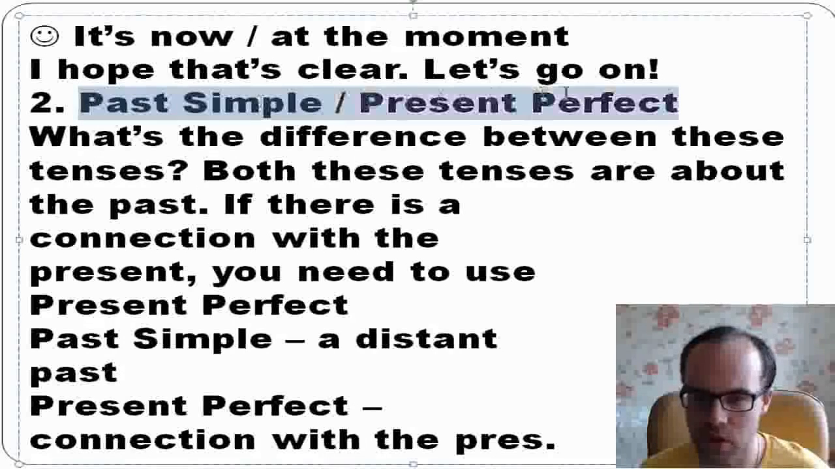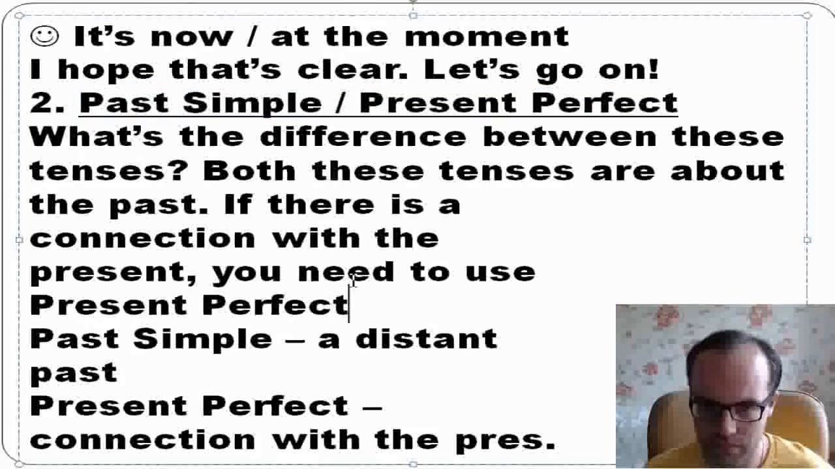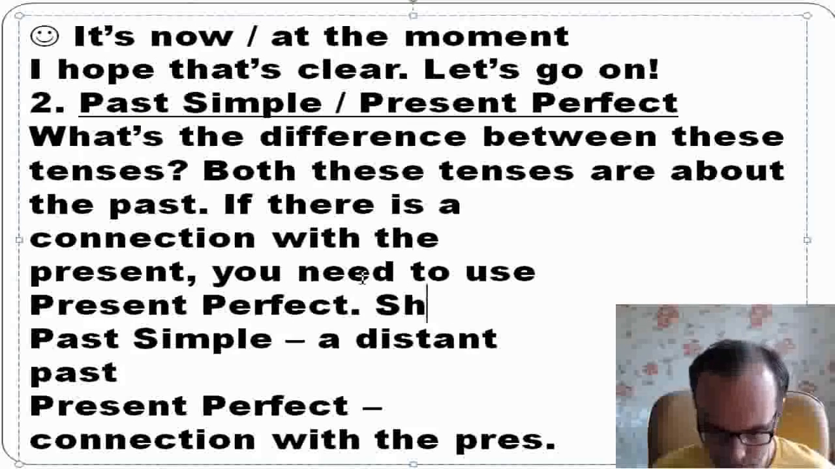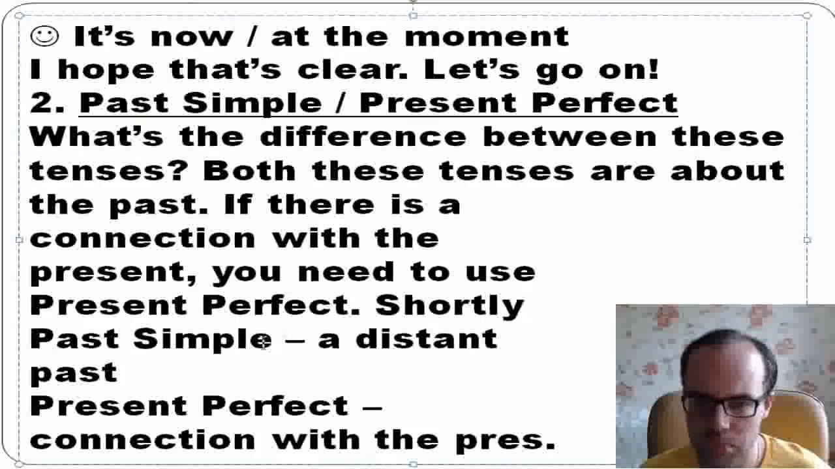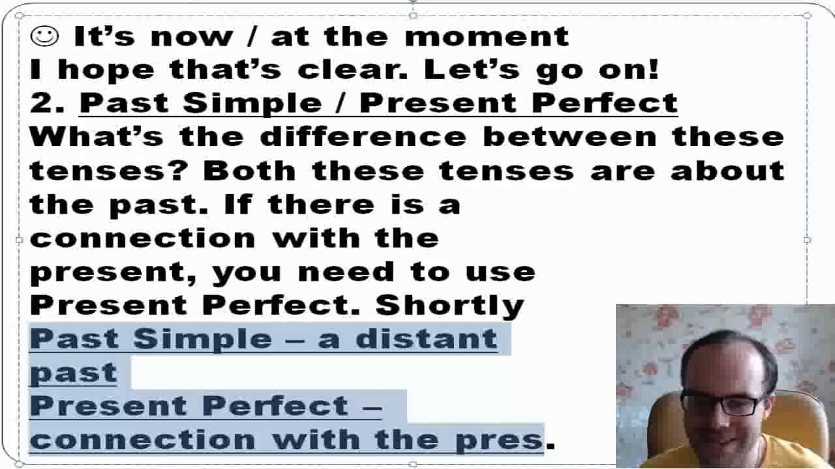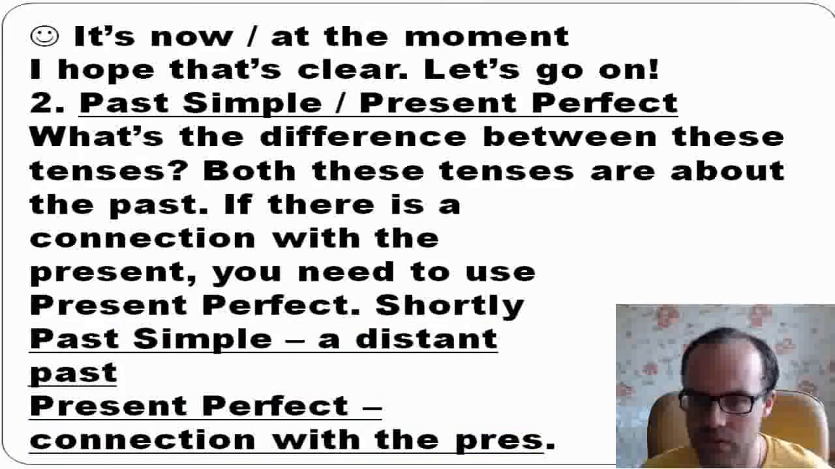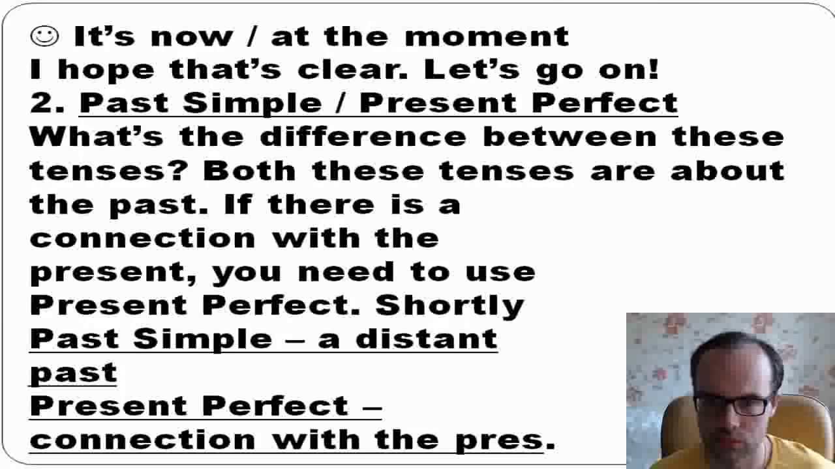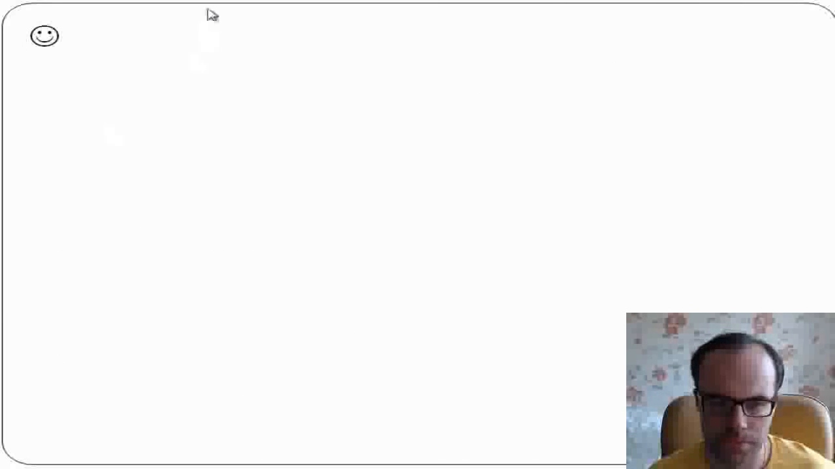Let's go on. Let's talk about past simple and present perfect. What's the difference between these tenses? Both these tenses are about the past. If there is a connection with the present, you need to use present perfect. So shortly, we can say the following: past simple is a distant past, and present perfect shows a connection with the present. Good.